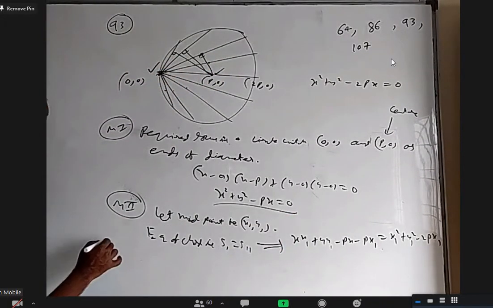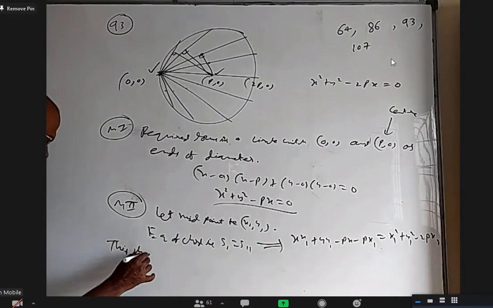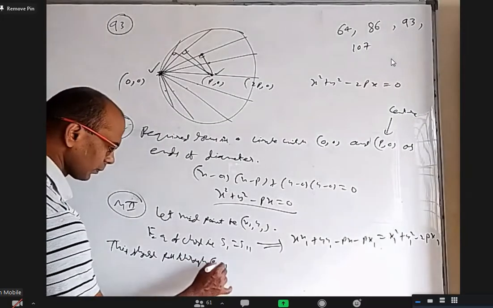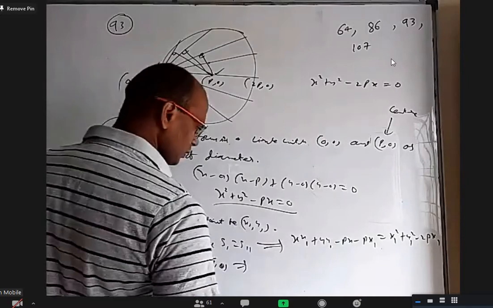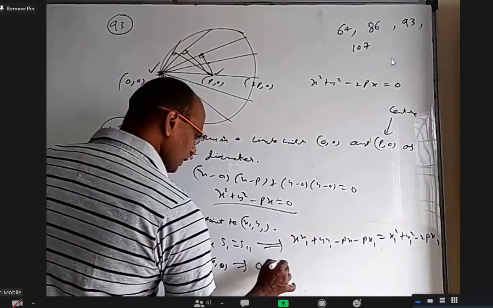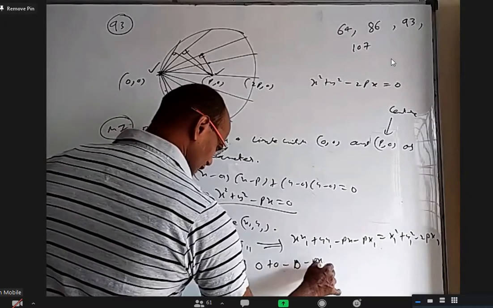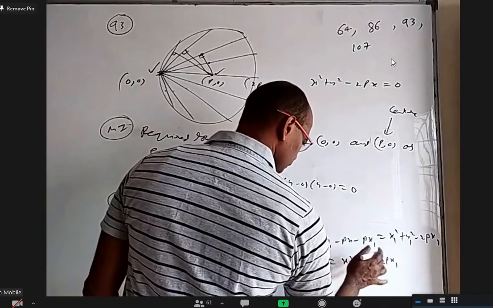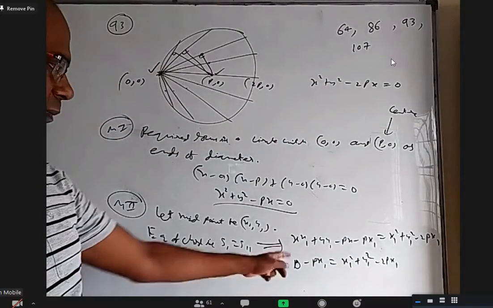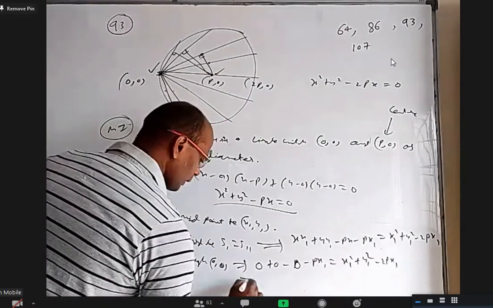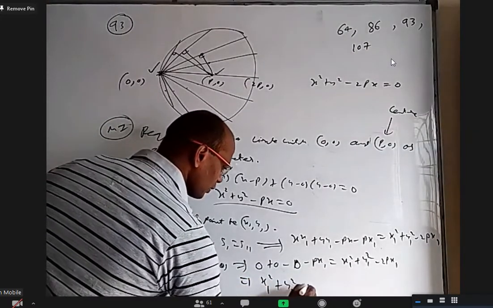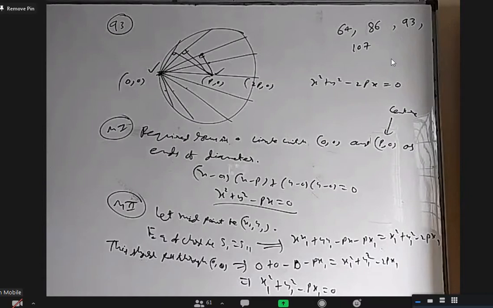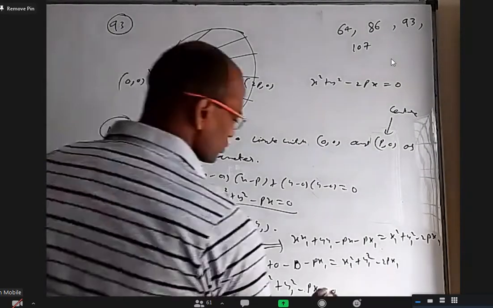Substitute origin in it. This should pass through origin. So when you substitute origin in the place of x and y, you get 0 plus 0 minus px1 equal to x1 square plus y1 square minus 2px1. Then this minus px1 to other side, we got the locus, which is x1 square plus y1 square minus px1 equal to 0. Remove x1, y1 and write x comma y, that is only locus. x square plus y square minus px equal to 0.